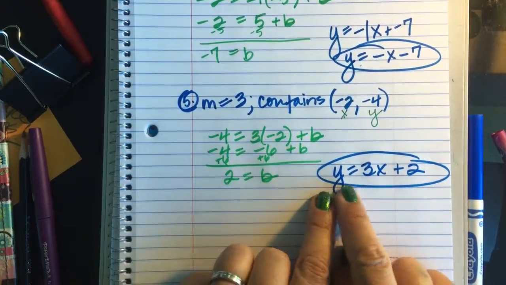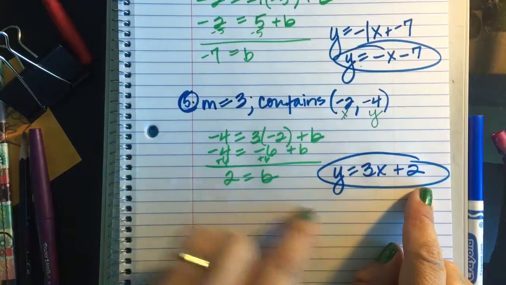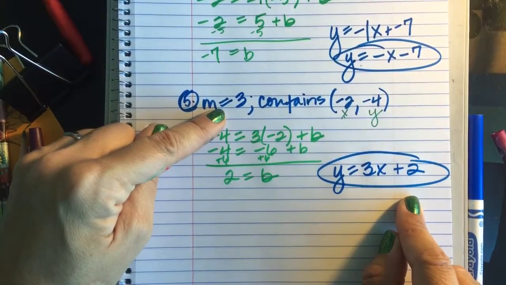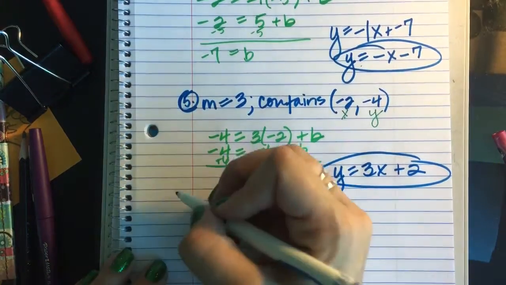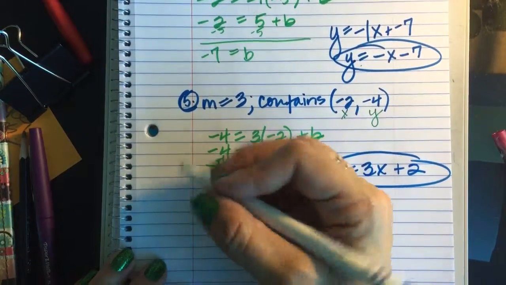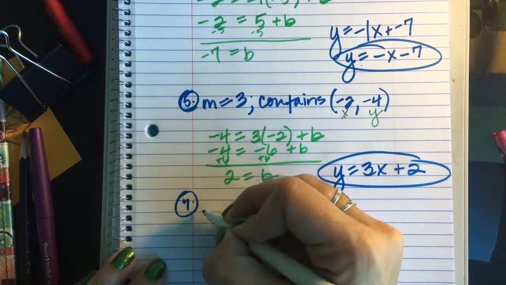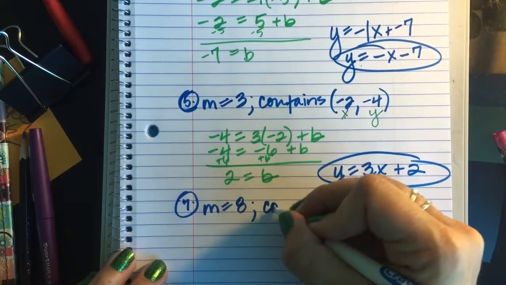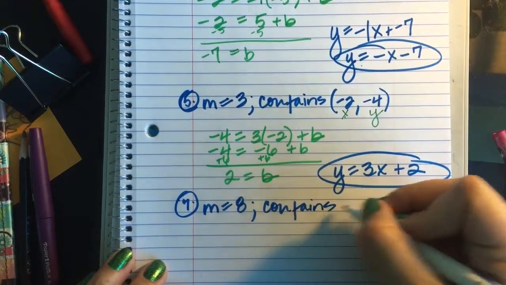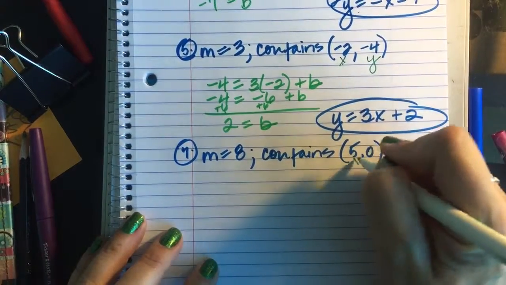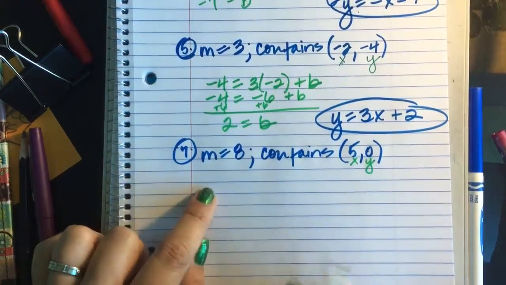So I'm always going back to that y equals mx plus b form. They give me what the m is, I figure out what the b is, then I put them in. You want to try the next one? Yeah, sure. So it's 7, right? Yeah, 7. So they give me the slope is 8, and they say that it contains the point (5, 0). So that's my x, that's my y. Go ahead whenever you're ready.